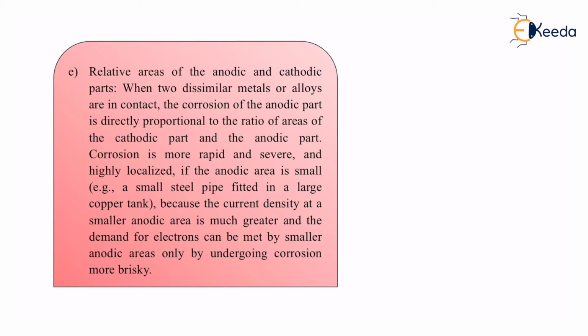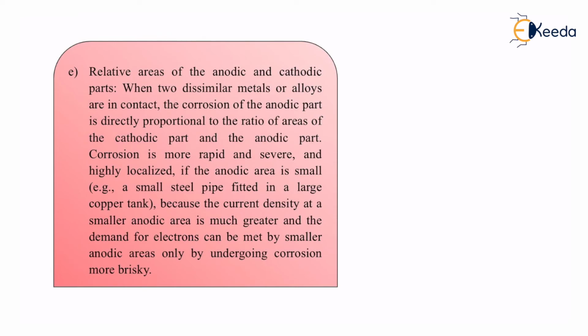An example here is a small steel pipe fitted in a large copper tank. The copper tank becomes my large cathodic area and the small steel pipe becomes my smaller anodic area. Thus, corrosion will take place, because the current density at a smaller anodic area is much greater and the demand of electrons can be met by the smaller anodic area only by undergoing corrosion briskly.